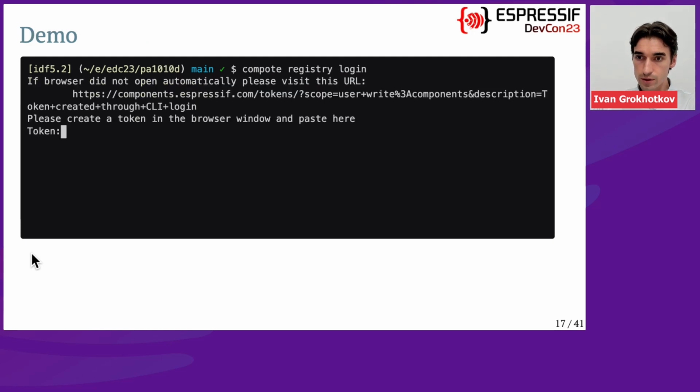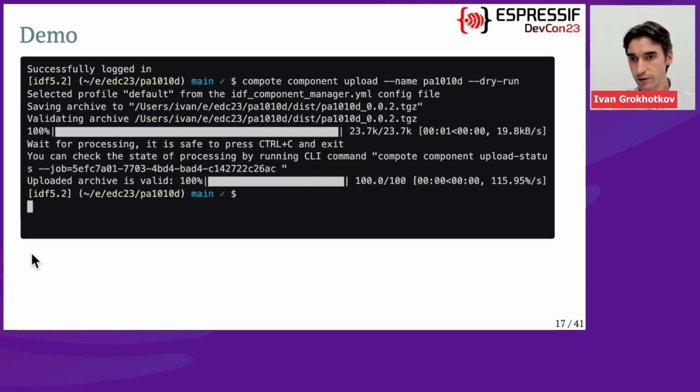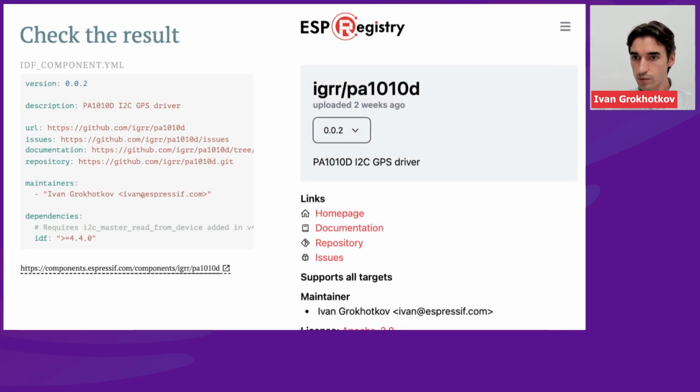So first I'm using compote registry login, which gives me a token that I input in the CLI. In this case, this is a token with a short expiry time, so it's already invalid, but you should keep your tokens secret. And now that I have the token, I can run compote component upload with the dry run argument. As we see, the process succeeds, no issues. So next step, I can run compote component upload without dry run to actually create the release in the component registry. And I've done this in the meantime, and we can take a look at the result.